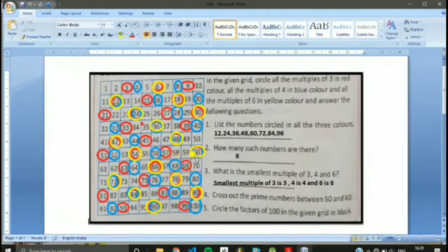Jump 4 more numbers, it is 60. Same way you proceed, next number is 64. Jump 4 numbers, it is 68. Jump 4 numbers, 72. Jump 4 numbers, it is 76. Jumping further 4 numbers, it is 80. On moving 4 more numbers, it is 84. Again moving 4 more numbers, it is 88. Same way, move 4 numbers, it is 92. Next, moving 4 numbers, it is 96. And lastly, it is 100. So this way we have identified all the multiples of 4.